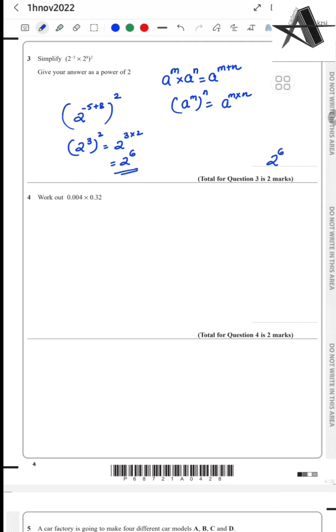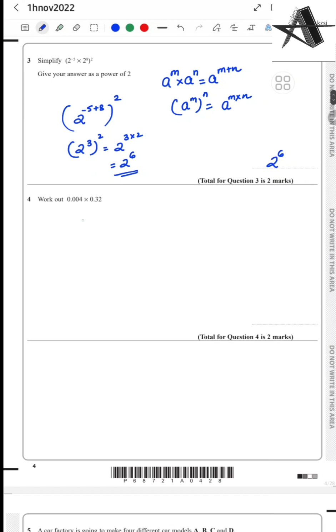Let me see question number 4. Work out 0.004 into 0.32. That means this is multiplication, and the simplest thing is to remove this decimal and convert it into an integer. So 0.004 can be written as 4 into 10 to the power of minus 3, and 0.32 is 32 into 10 to the power of minus 2.